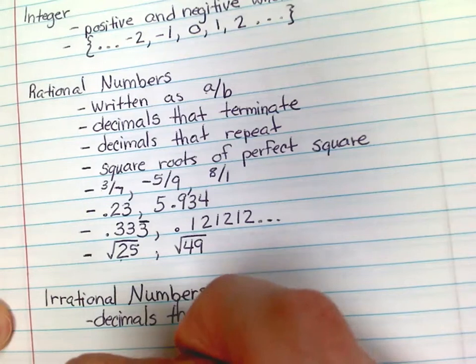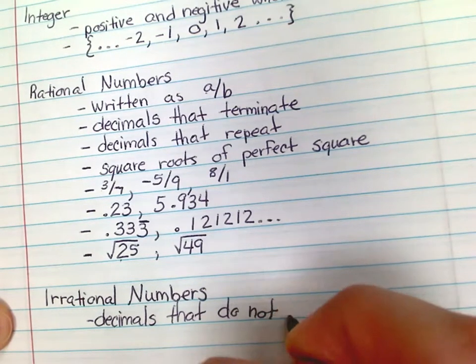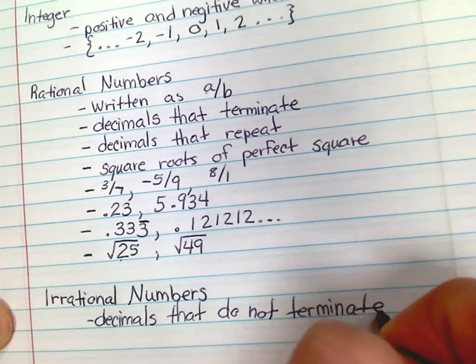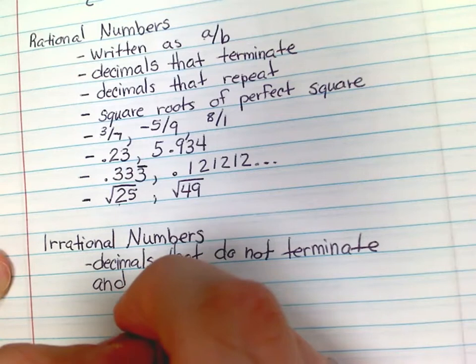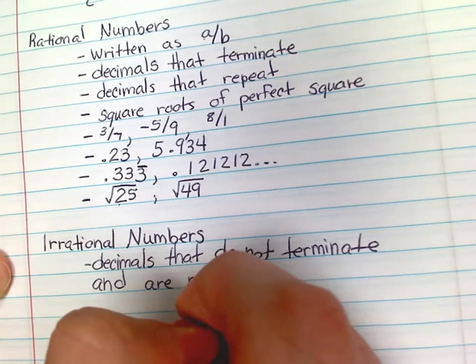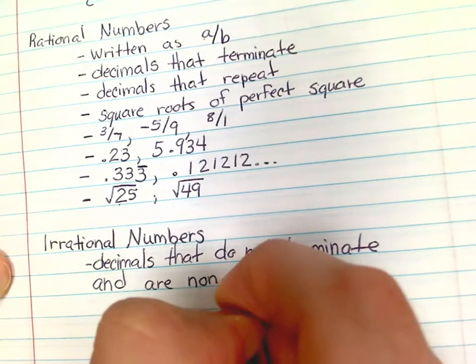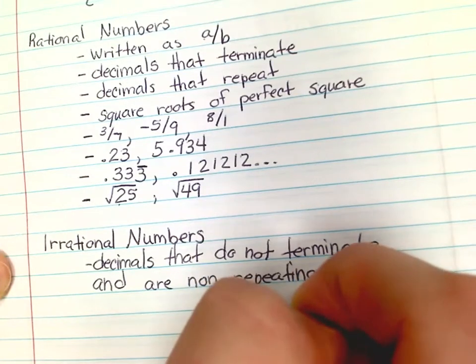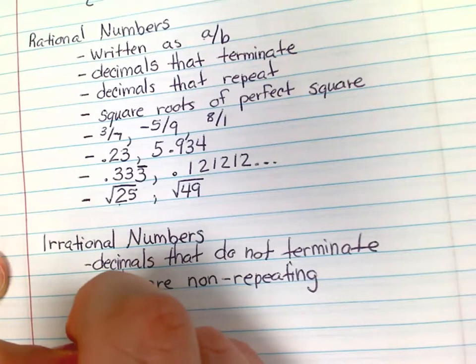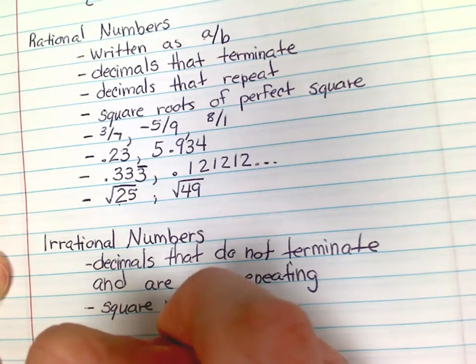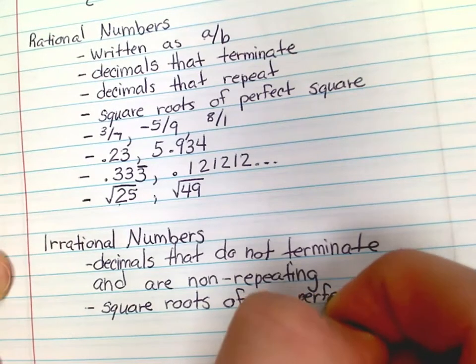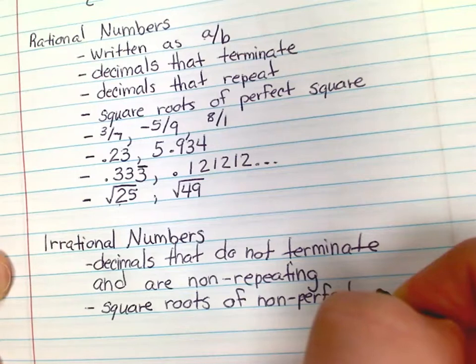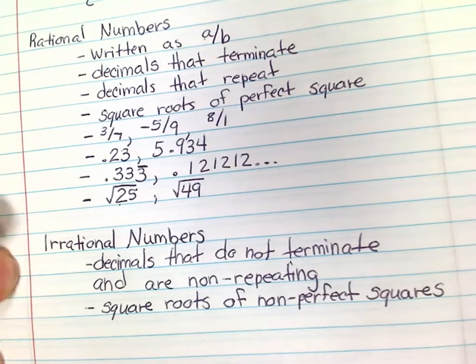Decimals that do not terminate and are non-repeating. And then we can also say square roots of non-perfect squares. And let's give some examples.